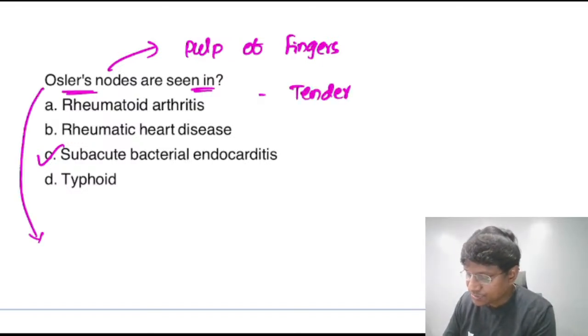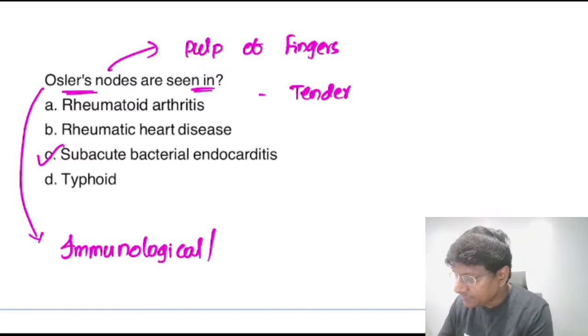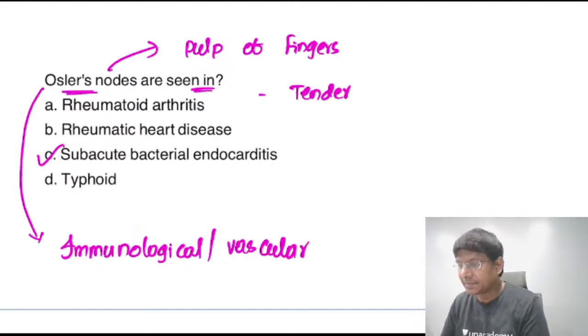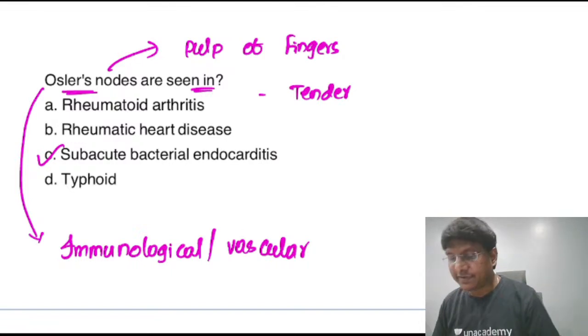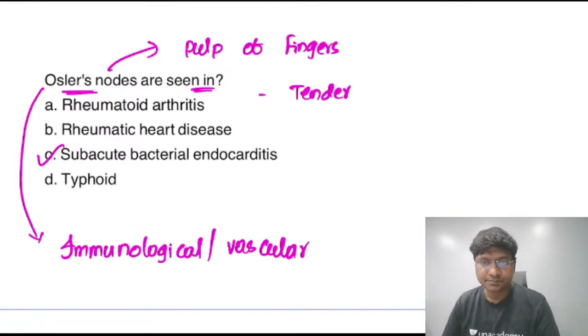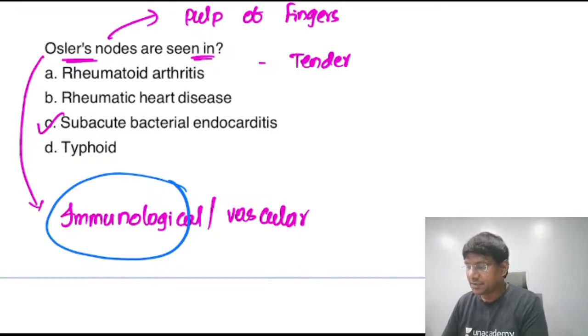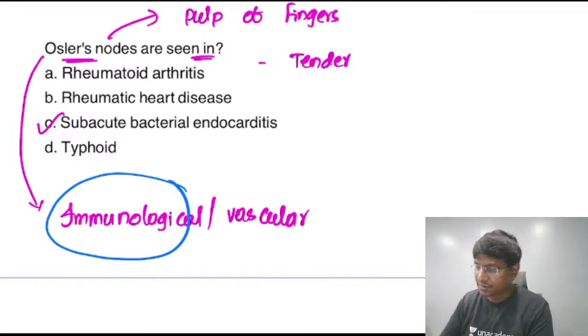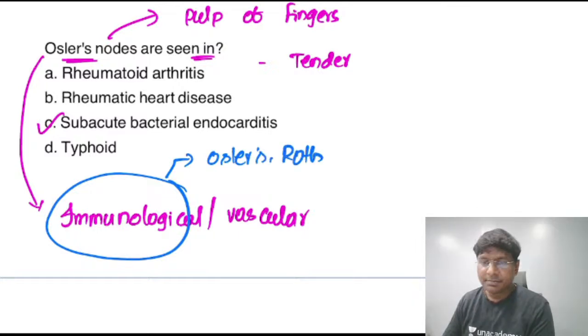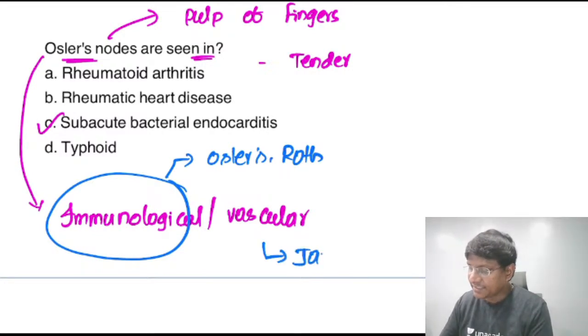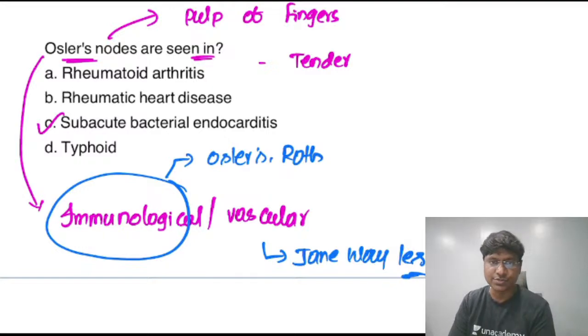Now, are Osler's nodes part of the immunological phenomenon or the vascular phenomenon? Any one of you? No, they are not vascular phenomena. Osler's nodes are immunological phenomena. So the immunological phenomena in infective endocarditis are Osler's nodes as well as Roth spots. The vascular phenomenon is the Janeway lesions. So this is about Osler's nodes. Next.